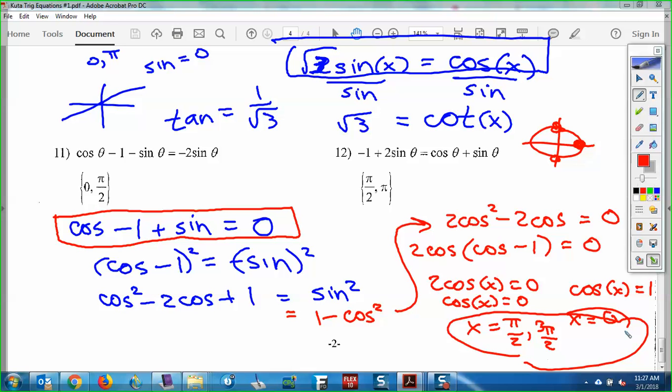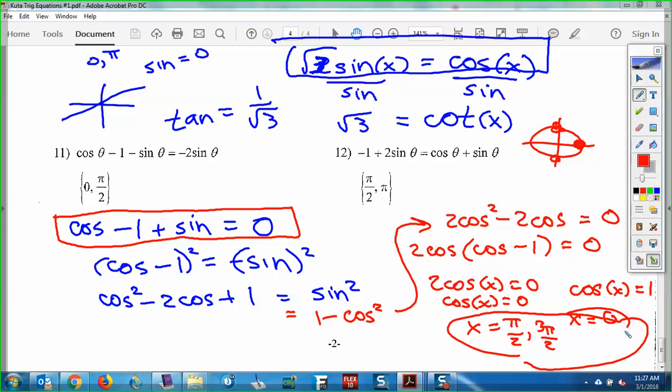So what's cosine of pi halves? Cosine of pi halves is 0. Minus 1. Sine of pi halves? 1. Right? So I got 0 minus 1 plus 1. That's 0. Okay, so pi halves works.